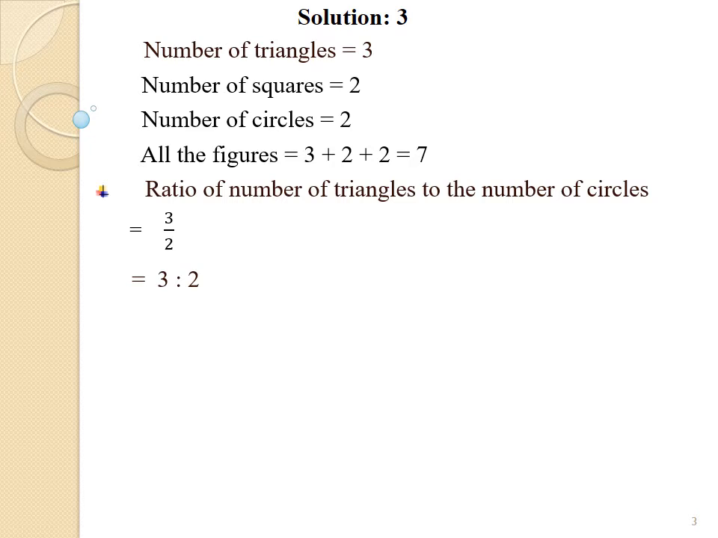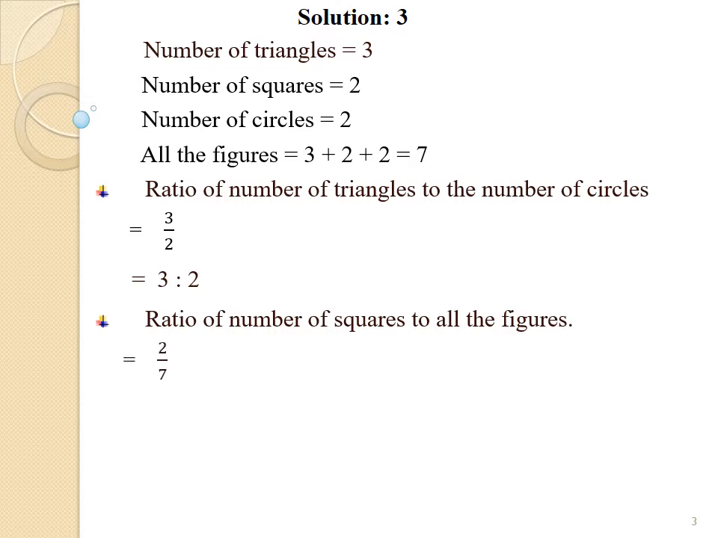Now, sum B, ratio of number of squares to all the figures equals number of squares divided by all the figures equals 2 by 7. Students, 2 by 7 is already in the simplest form. It does not have any common factor except 1. Thus, 2 by 7 equals 2 is to 7. Thus, the required ratio is 2 is to 7.